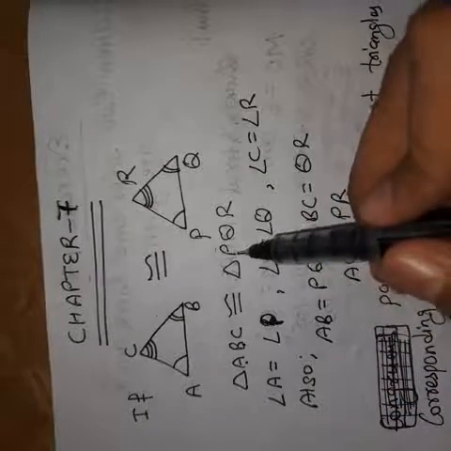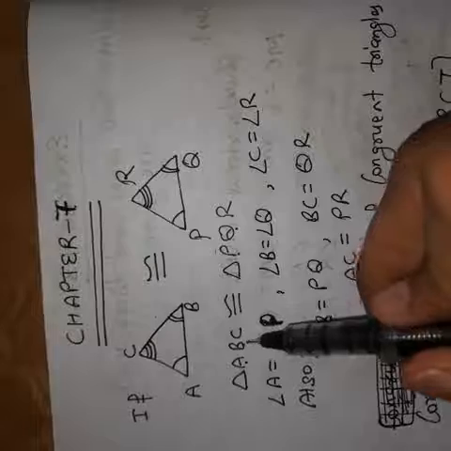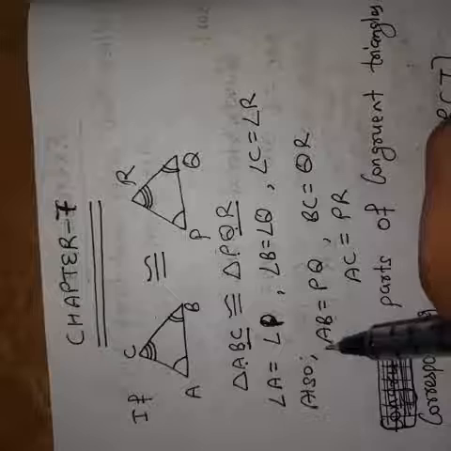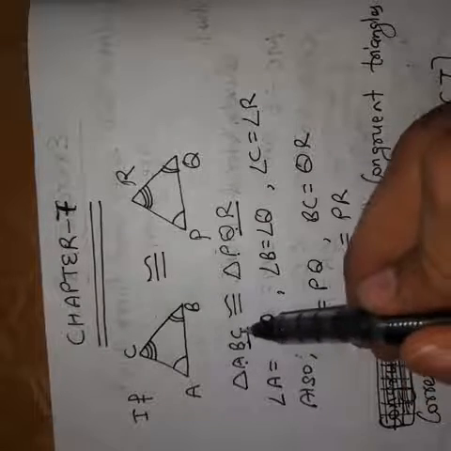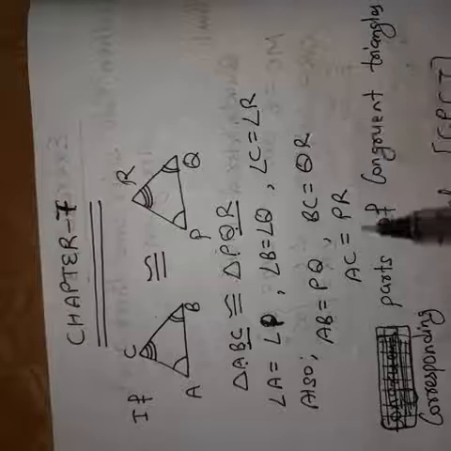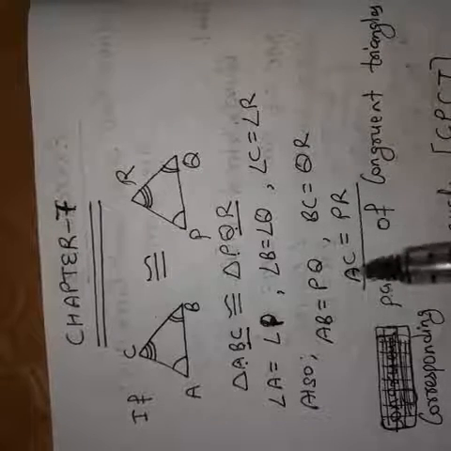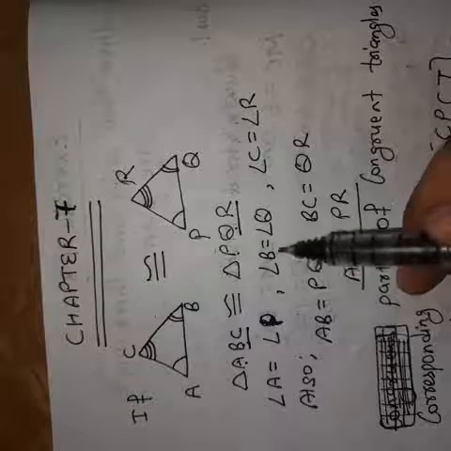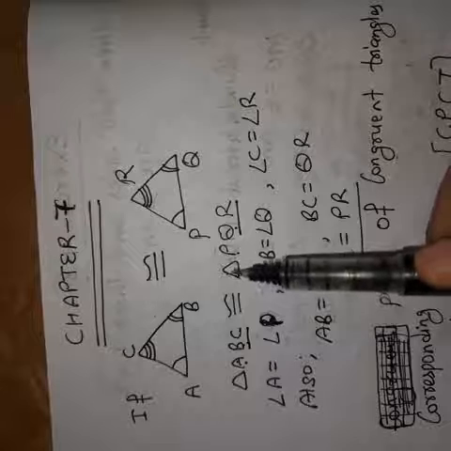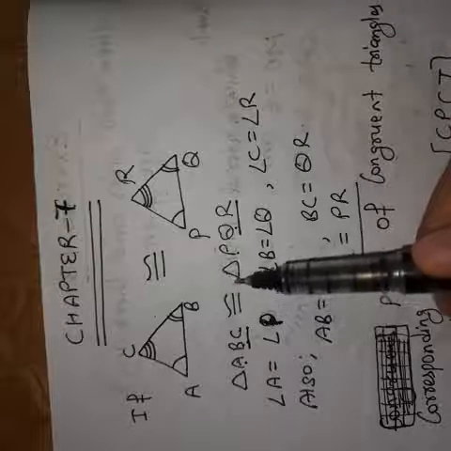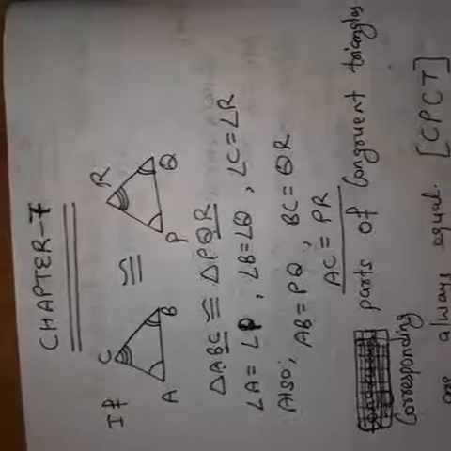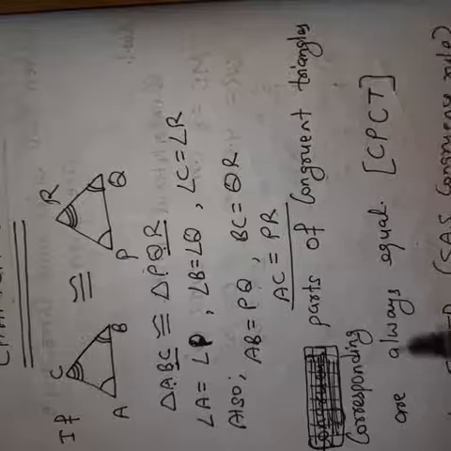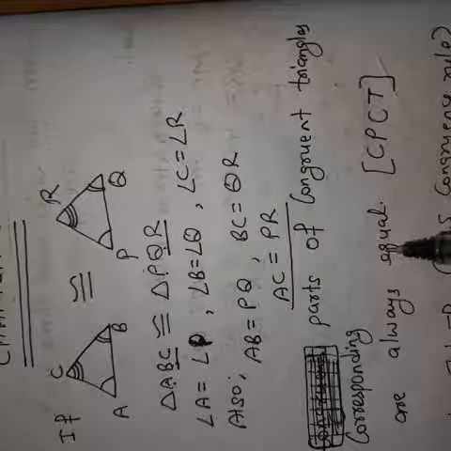AB is equal to PQ, BC is equal to QR, and AC is equal to PR. I have written all of these here. So we can say if two triangles are congruent, then their corresponding three angles and their corresponding three sides are always equal, which means corresponding parts of congruent triangles are always equal.